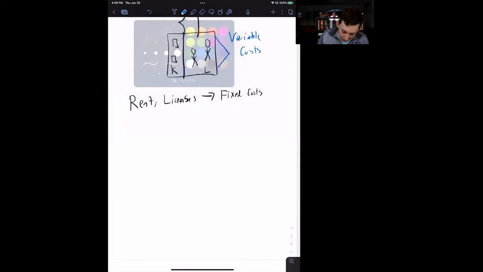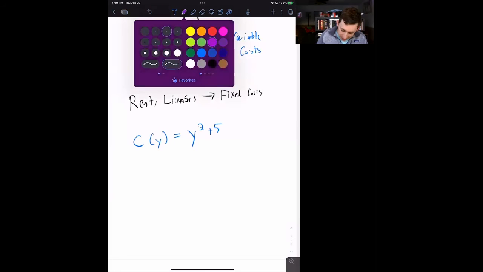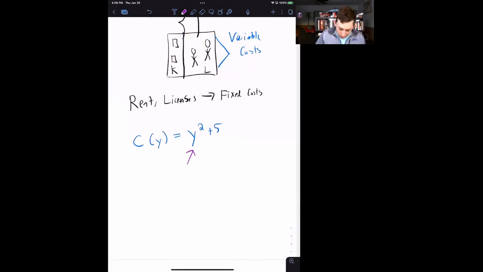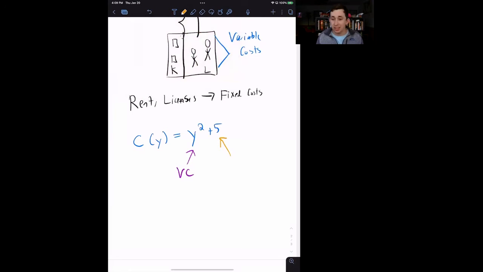So if we go back to our example cost function, C of y, where y is the number of ice cream cones we're making, and we have y squared plus 5. Notice that this y squared varies with output. This is our variable cost, or VC as it is commonly referred. And this 5 does not change based on the number of ice creams that we are making, does not depend on our y. So we call those our fixed costs, commonly denoted by FC.